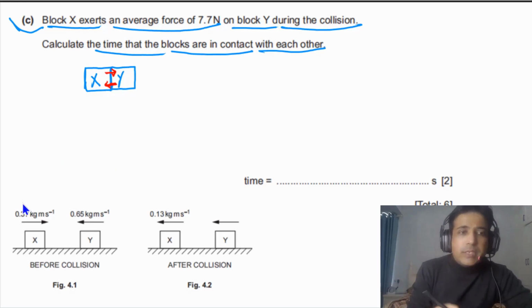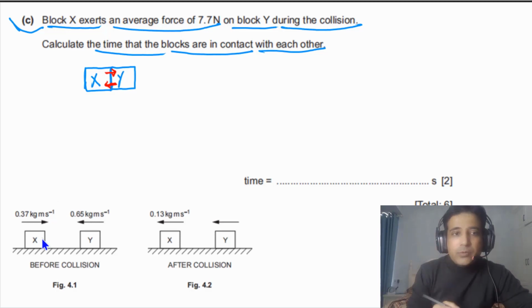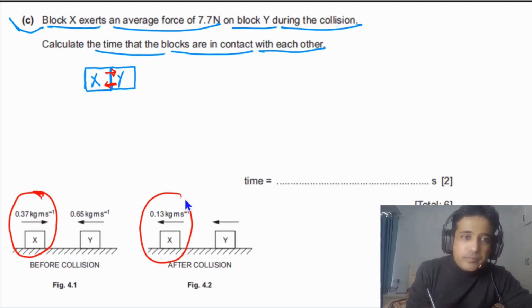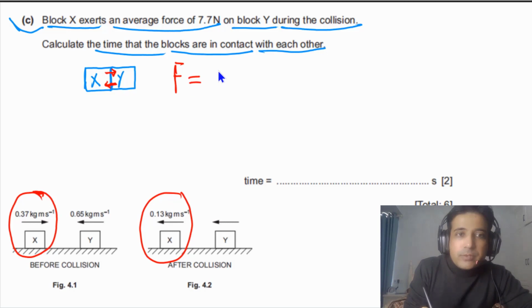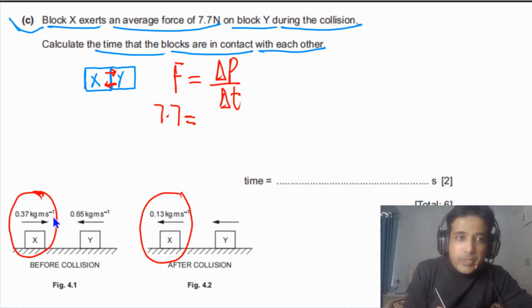We can take any one of them. We can take block X or we can take block Y and we can calculate time. In this case, I'll be taking block X, so I will be looking at this block. The net force exerted on the block, F net, is equal to delta P over delta T. The force exerted is given to us, that is equal to 7.7 newtons. And in this case, we need to calculate the change in momentum for block X.